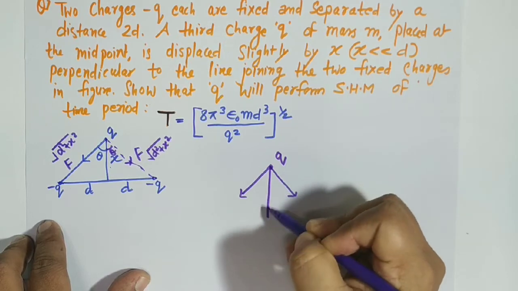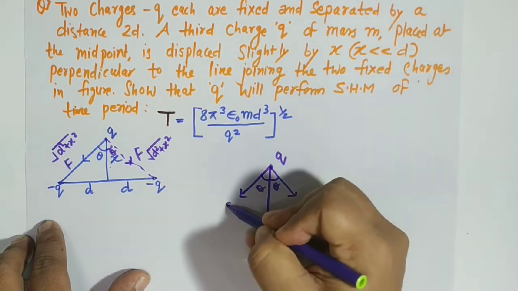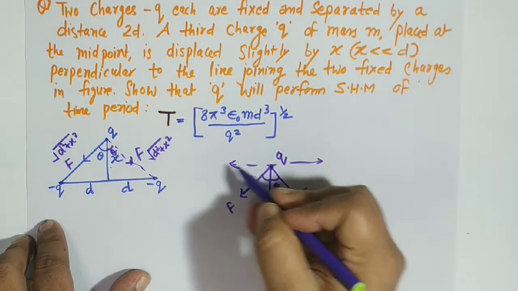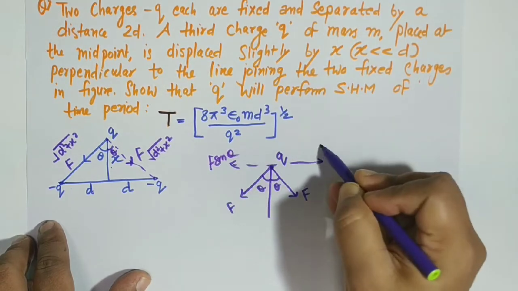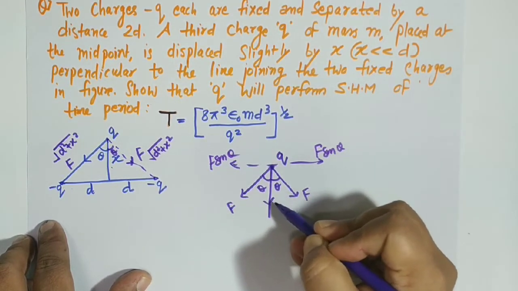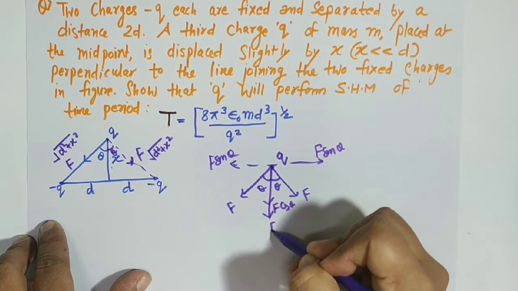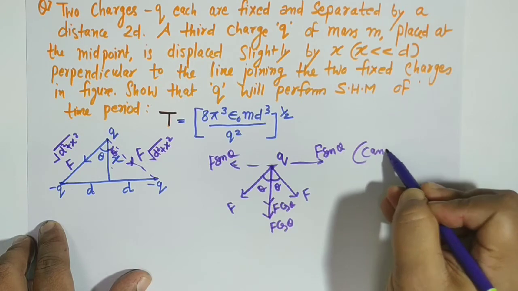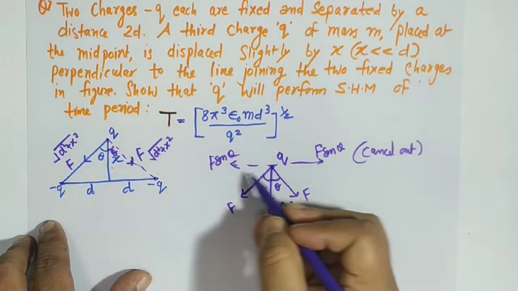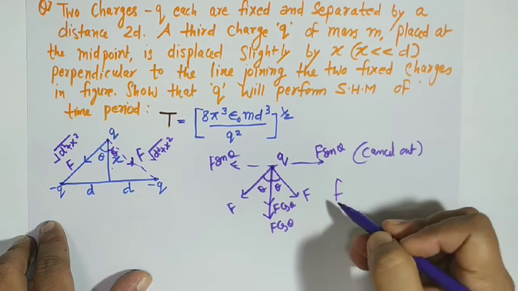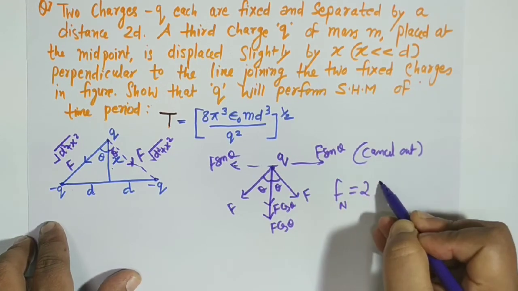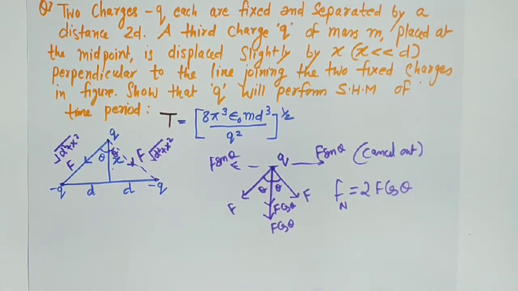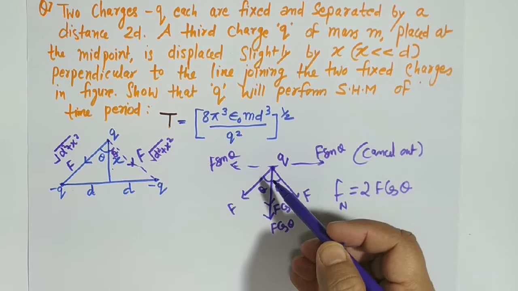Okay. This is theta, this is theta, this is F, and all of you know that these forces will have components. It will be F sine theta, F sine theta, and F cos theta, F cos theta. So what is the net force? These F sine theta will cancel out. Only the net force will be 2F cos theta. So this is the force acting on the charge q. This is the net force.